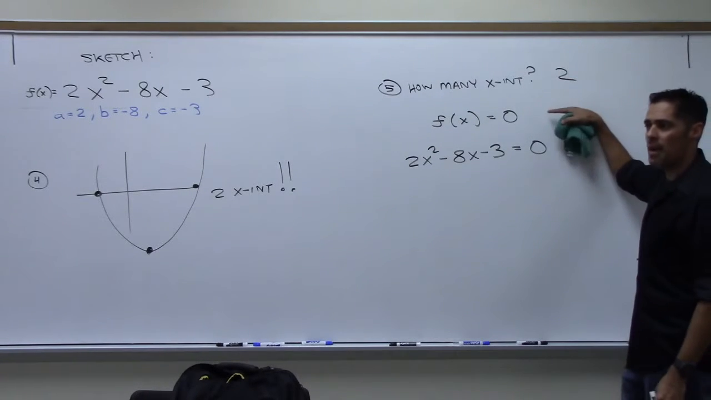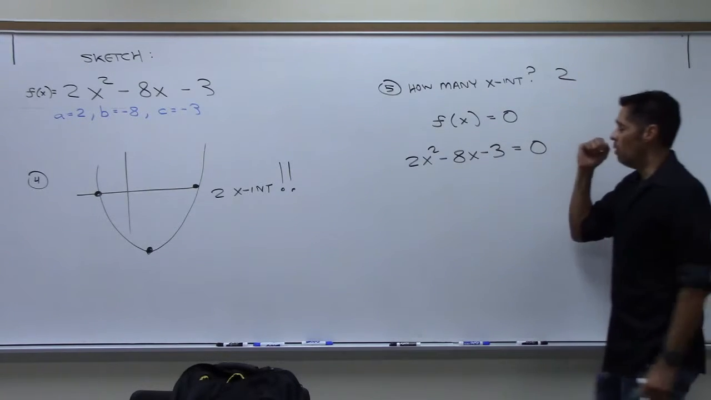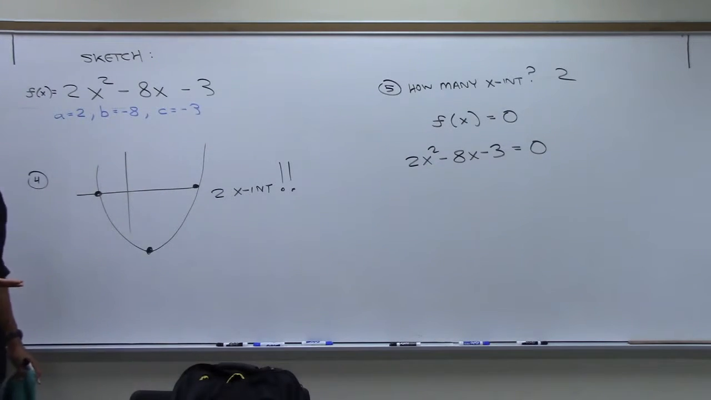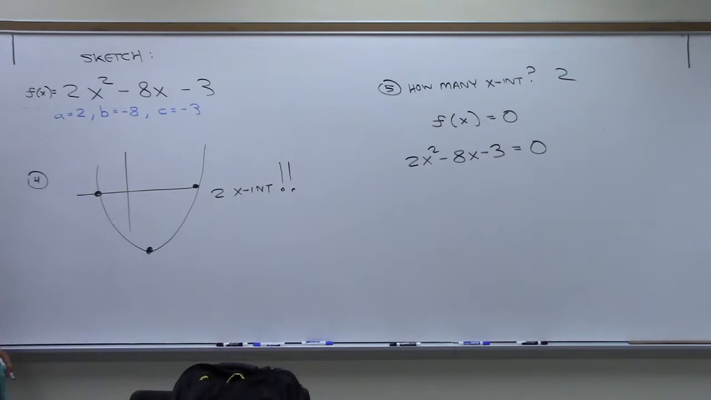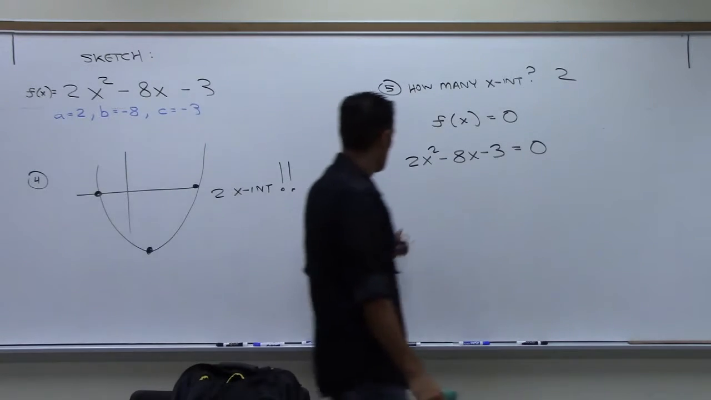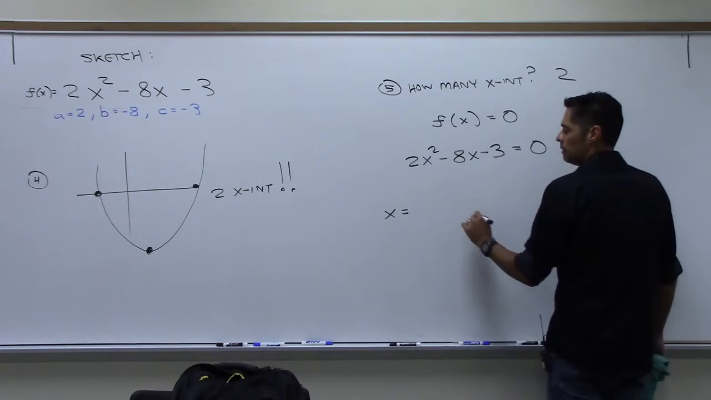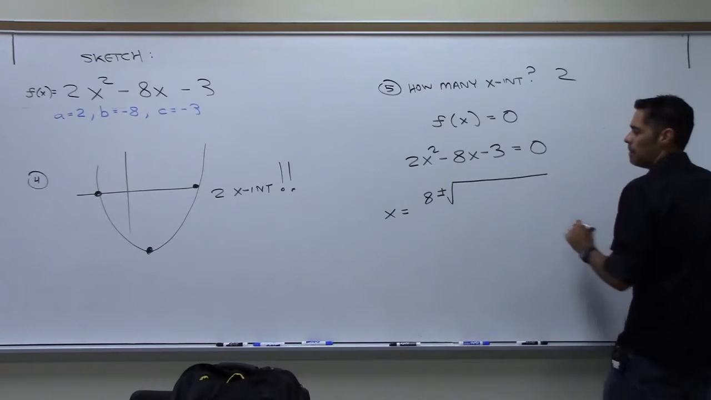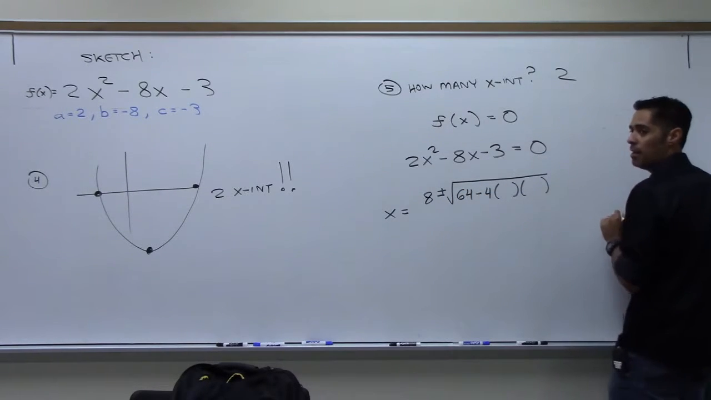Because I have 2, I need to find them. This is how I find them. I set the function equal to 0. And now I can either factor that, or if it doesn't factor, use the quadratic formula. And I know for sure I should get 2 answers. If I don't get 2 answers, I've done something wrong somewhere, right? Because this shows I should have 2. So x is negative b. What's negative b? 8 plus or minus the square root of 64 minus 4 times a times c, right?